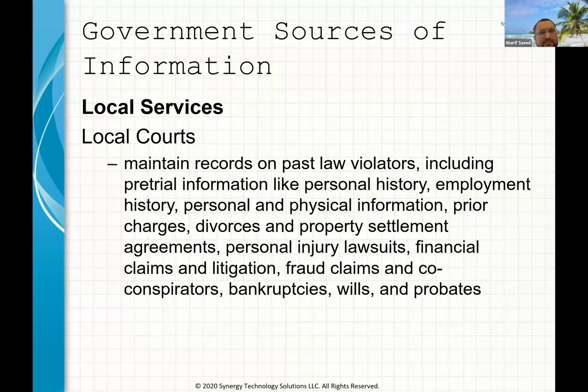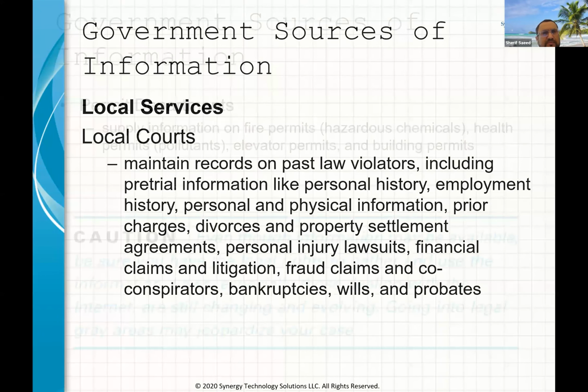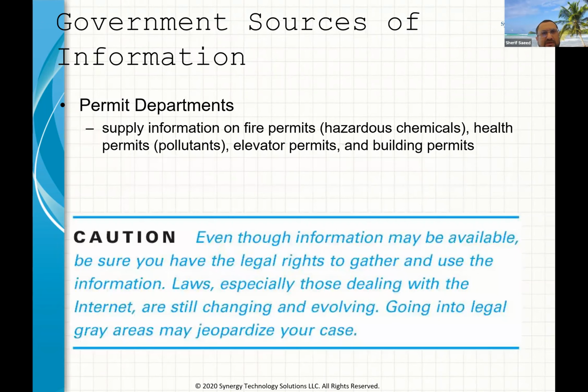Local court has a lot of records about you: your bankruptcy, your will, your fraud claims, any previous investigation on you. Permits department: whether you have the proper permits to operate in the country or location, or the business you are doing. If you are handling hazardous material or chemicals, do you have the right permit for it? Do you have the fire safety permit? Do you have the health permit? If you have an elevator, do you have the elevator inspection permit?